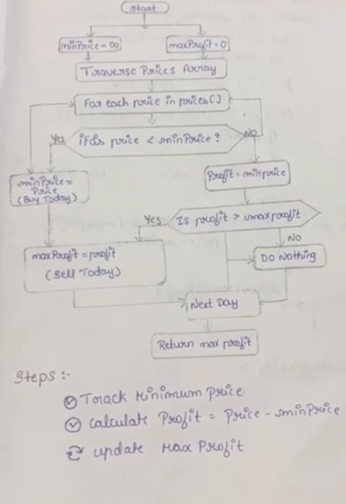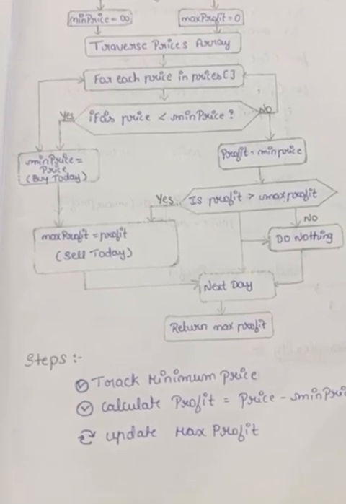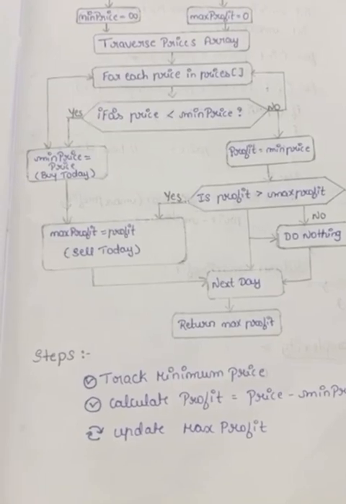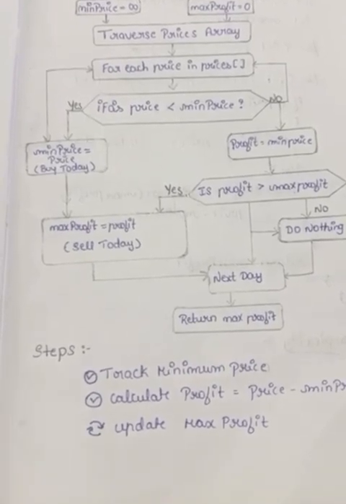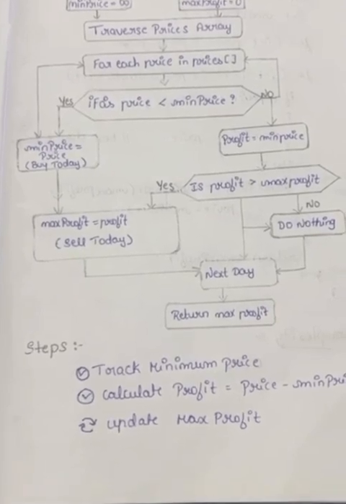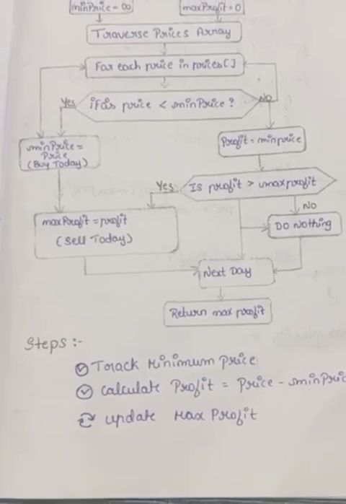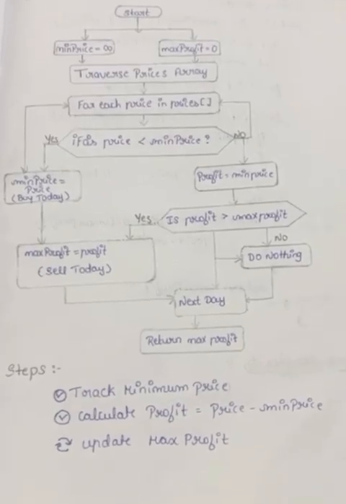The greedy idea here is very simple. At any point in time, we only care about two things: what is the lowest price we have seen so far, and how much profit can we make if we sell today. Instead of trying all combinations, we make the best decision at each step. Let's look into how the greedy logic works.